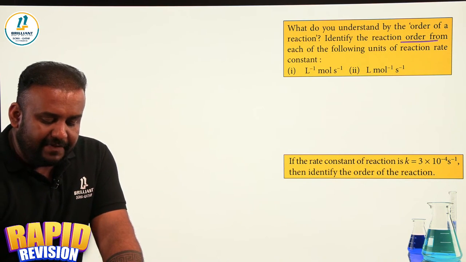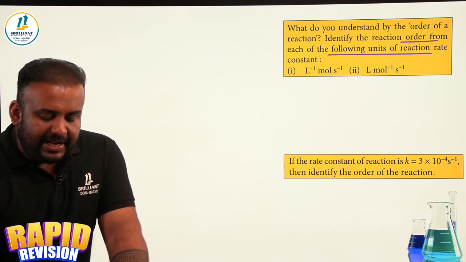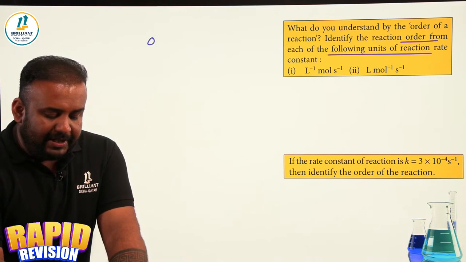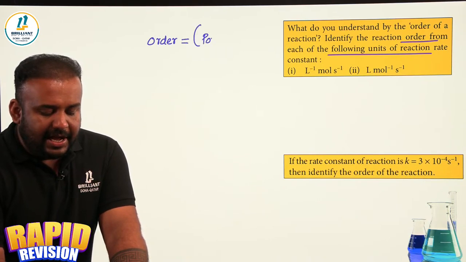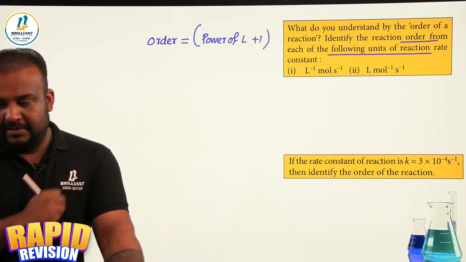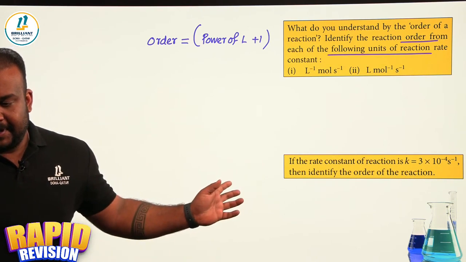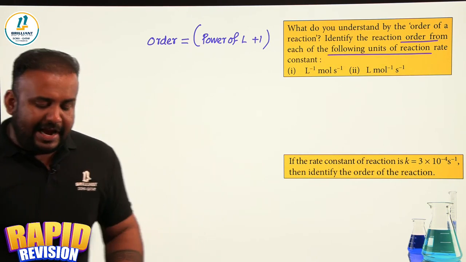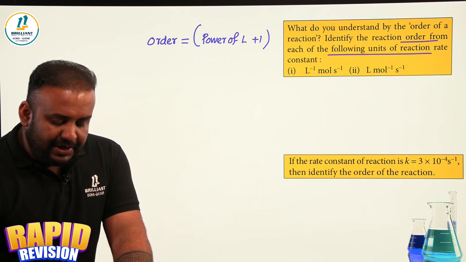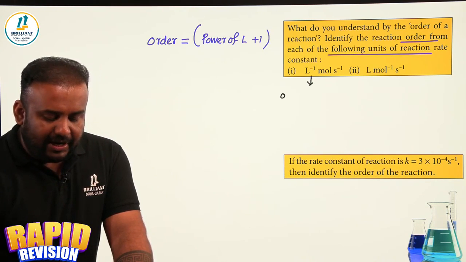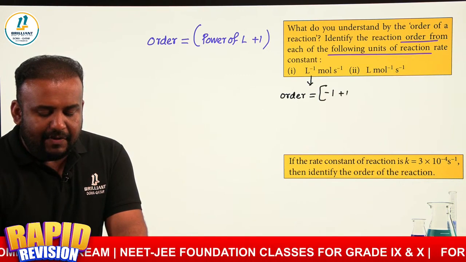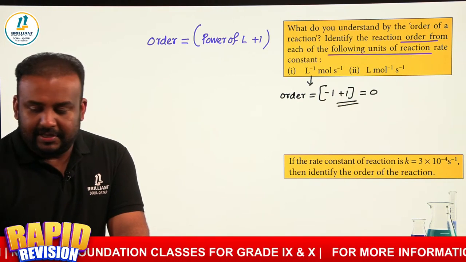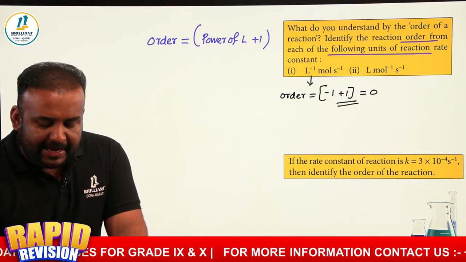Identify the reaction's order from each of the following units. Look at this. There is an easy way to remember the order of the reaction: you can identify the order by taking the power of L and adding 1. Very easy. Let's do it here. In the first case, what is the order? What is the power of L here? Minus 1. Add 1. It will be 0 order. Easy. And then look at this one.